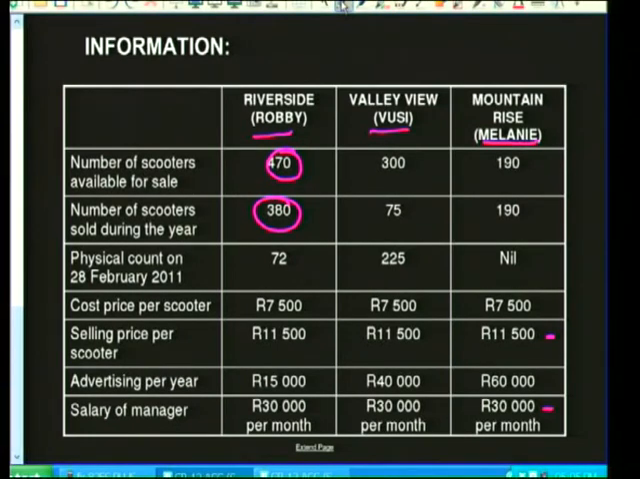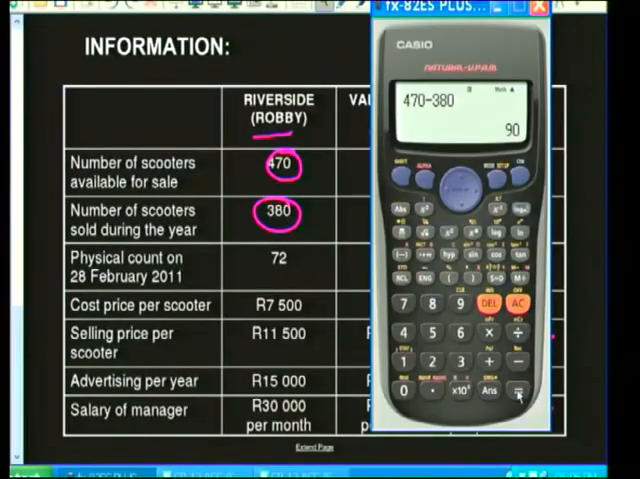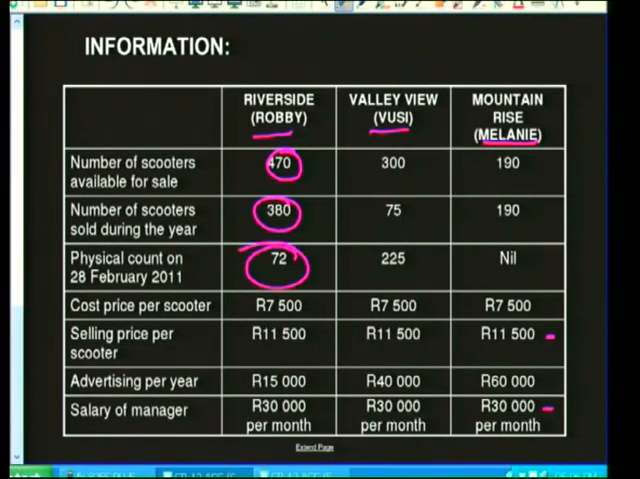If we have a look at the information, we started with 470 scooters, and we sold 380 scooters. So we should have 90 scooters left over. But there's a problem. Can you see that our physical count on the 28th of February only shows us 72 scooters? Guess what? Some scooters have gone missing. That means that there is perhaps some theft, that there is perhaps some loss of stock, and that is something that we should be concerned about.